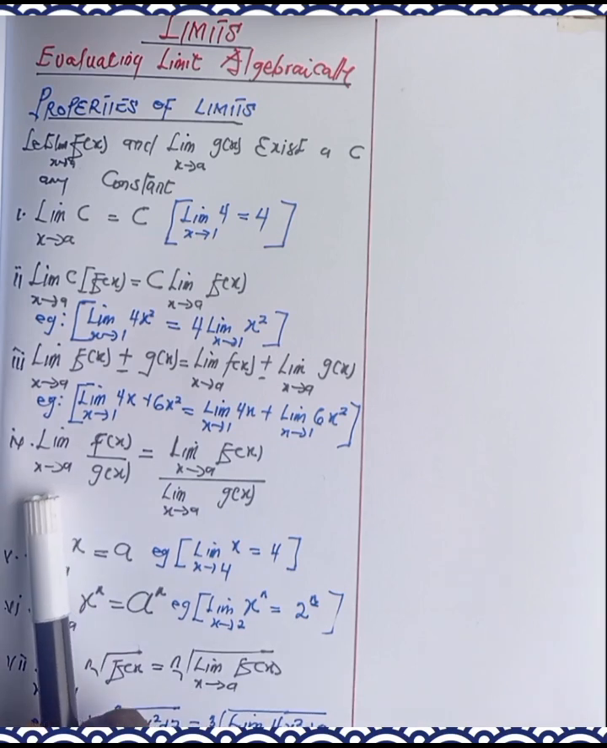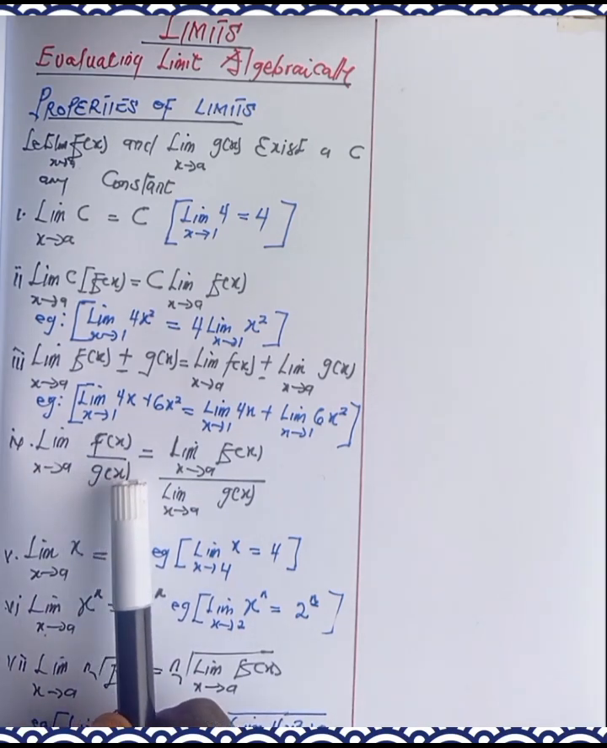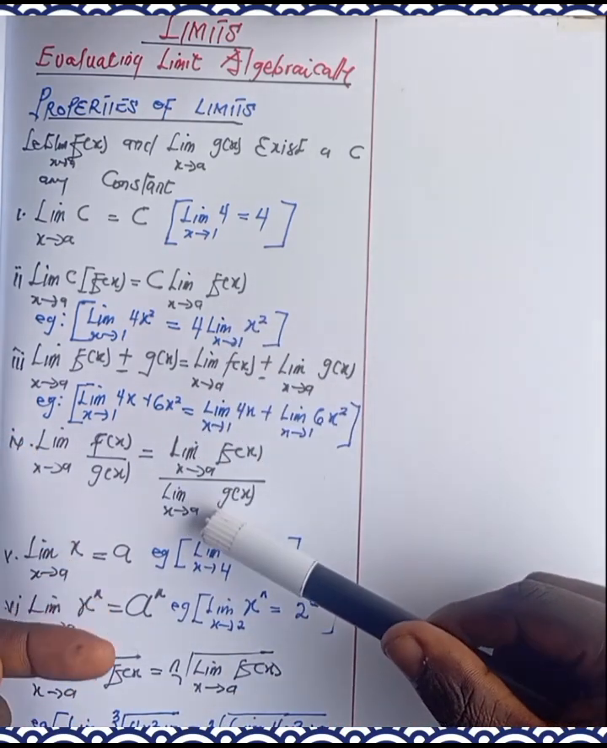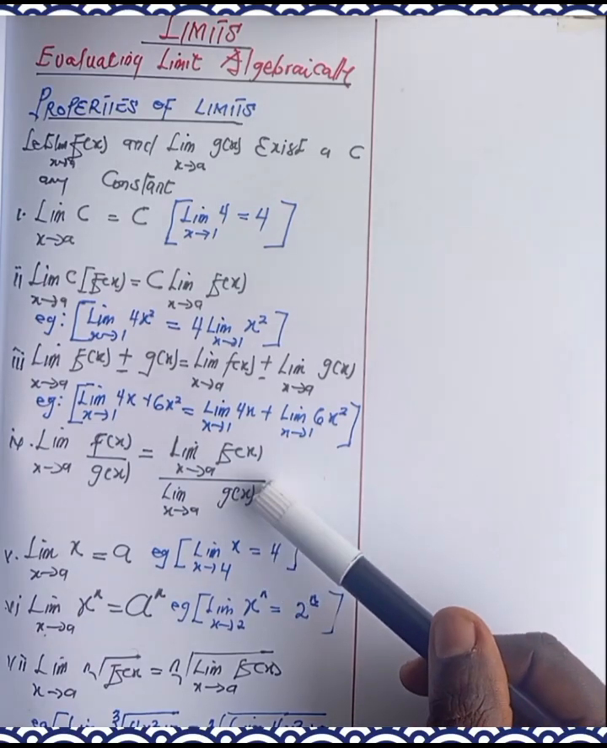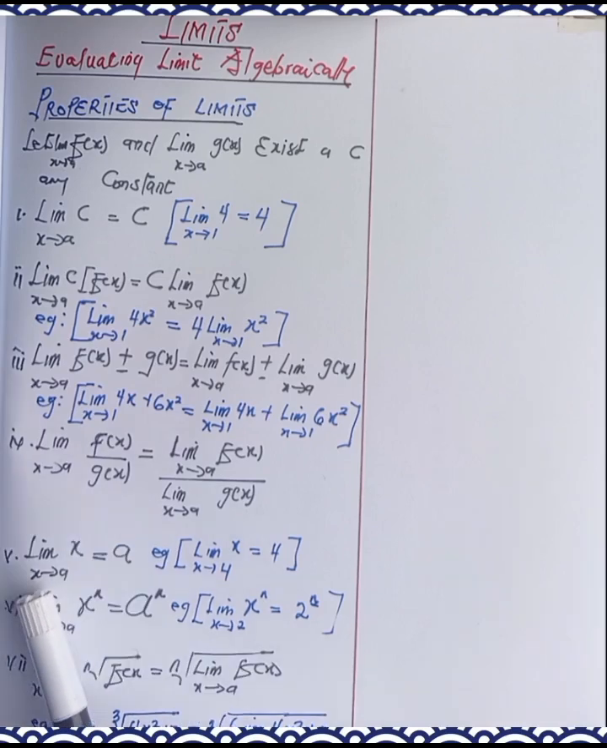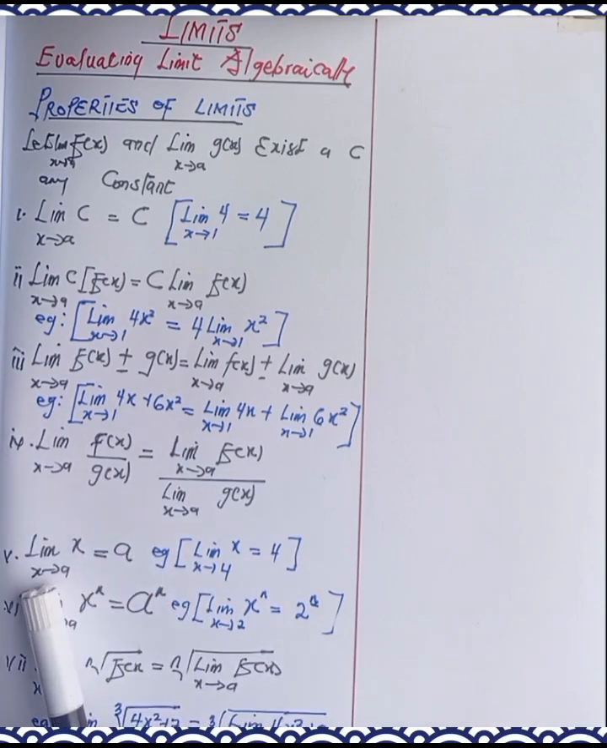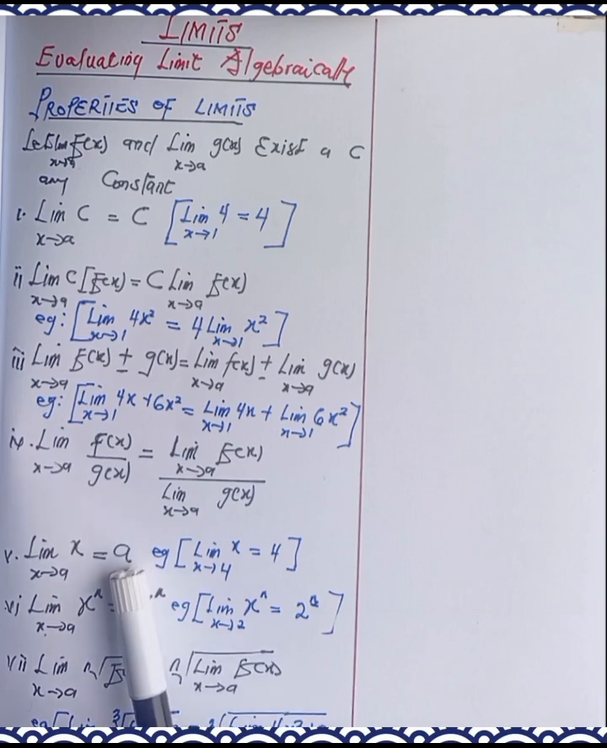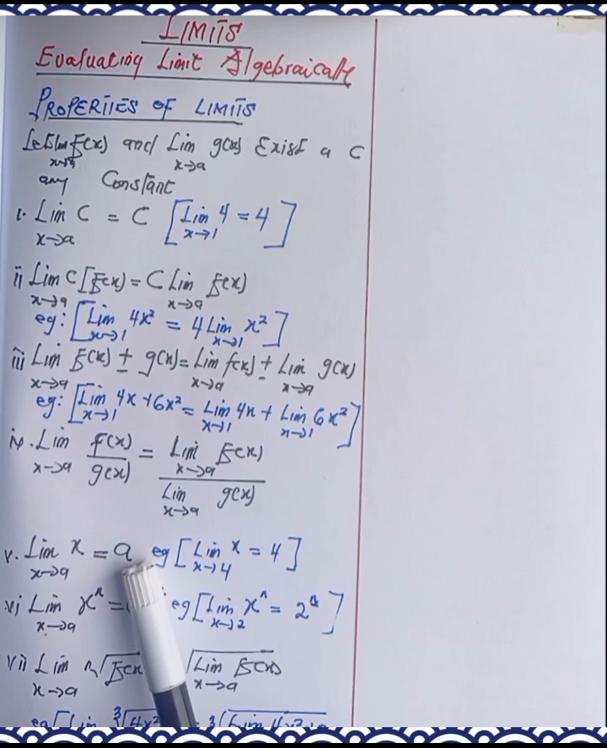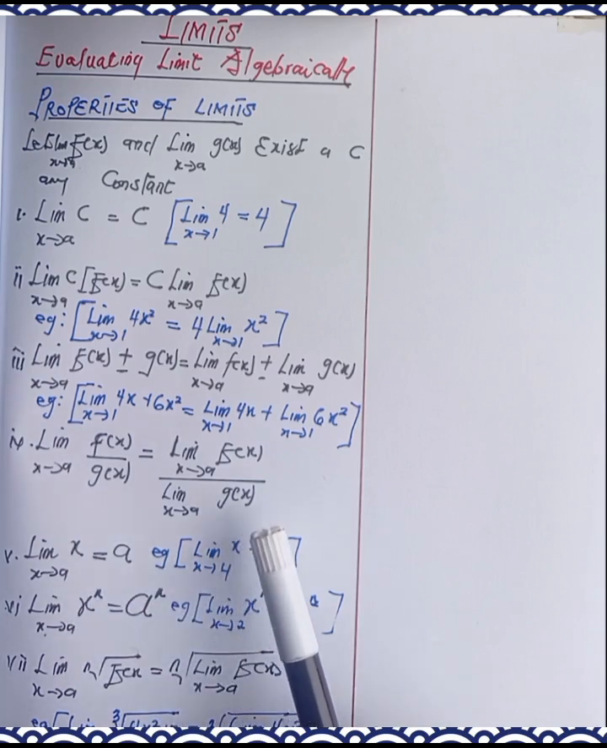Now we have the limit of a quotient is equal to the quotient of the limits. We just have to apply the limit on each of the functions, and then after that we apply the appropriate sign, that is the division. Now the fifth one says that the limit of the linear function x as x approaches a is equal to what? a. The limit of a linear function as x approaches a is equal to the value x is approaching. An example is the limit of x as x approaches 4 is equal to 4.